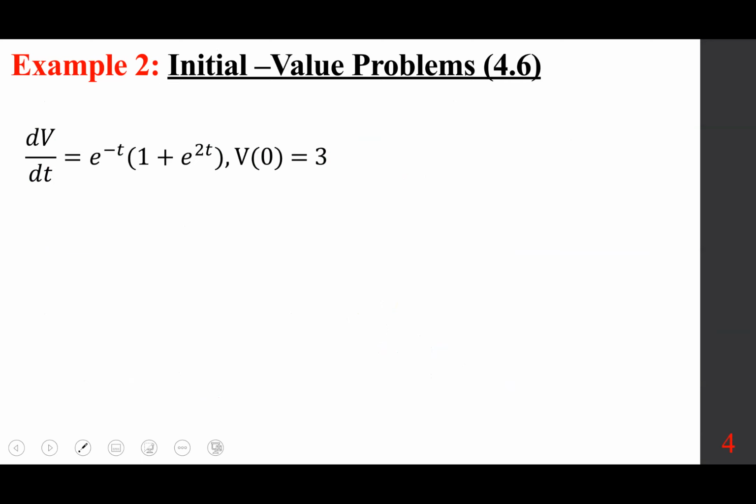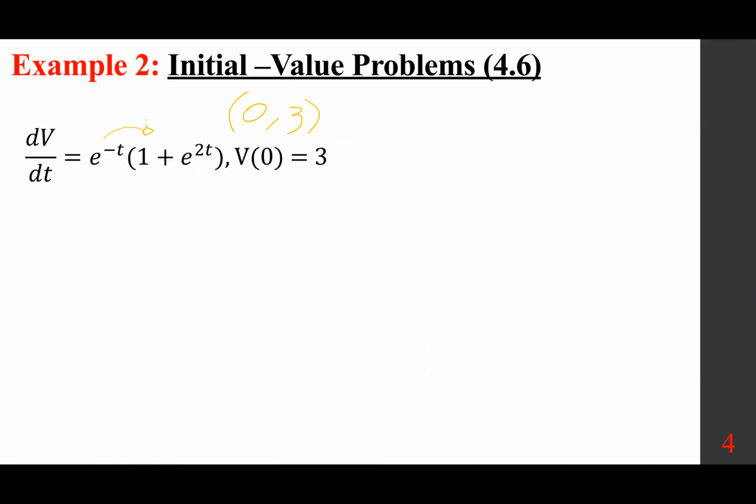Initial value problem: dv/dt is e to the power of negative t times (1 plus e to the power of 2t), with v(0) equals 3, which means we have the following pair. We're going to multiply both sides by dt, and we are going to also distribute.